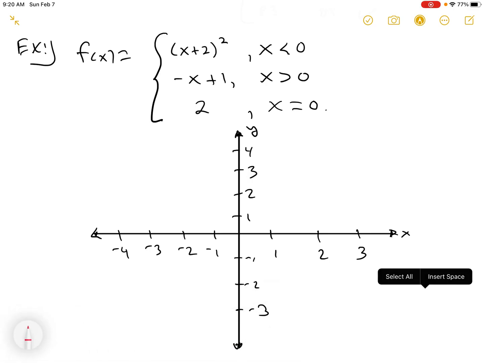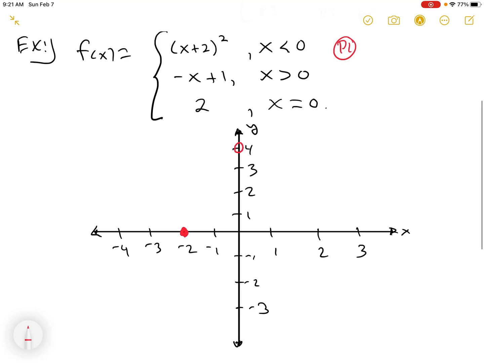Piece 1 here is a parabola. Its vertex is at minus 2. The right-hand endpoint, even though it's undefined, is when you plug in 0 and you get 4. But it's an open circle because we're not including 0 in the domain, this first domain here. So I have this piece, and then I have this parabola here. So we've graphed piece 1.